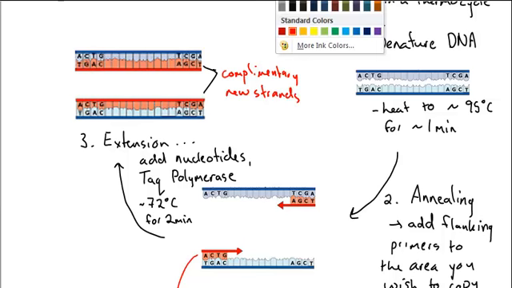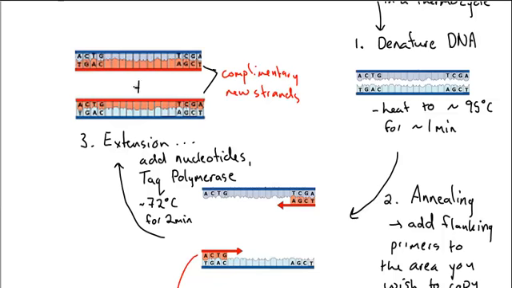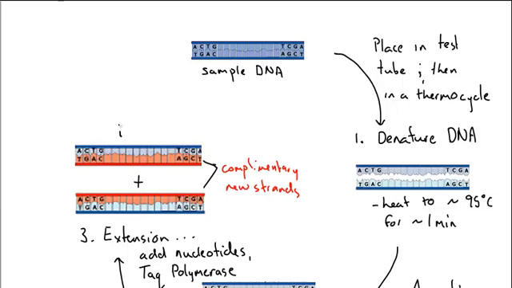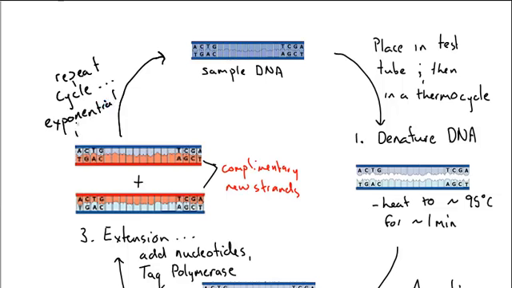Which you can then repeat the cycle. They now become templates, samples, and you get exponential growth of your DNA. Increase in DNA sample.